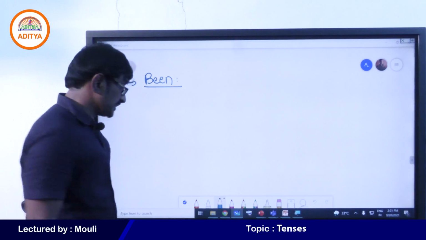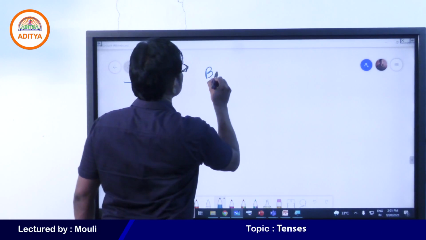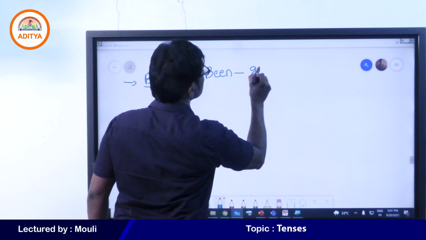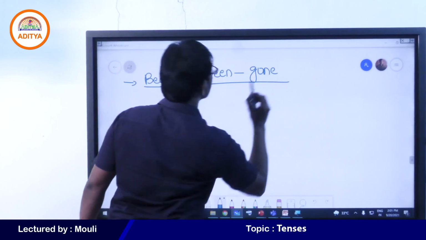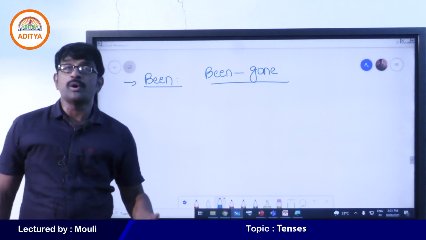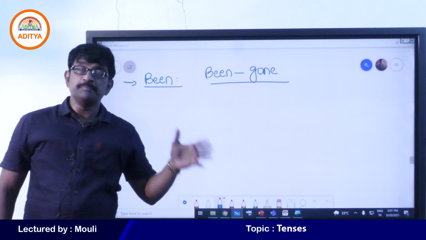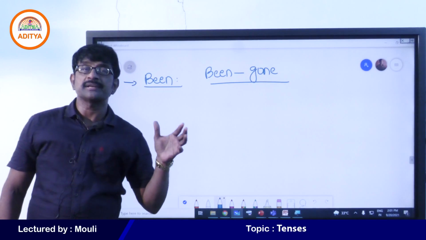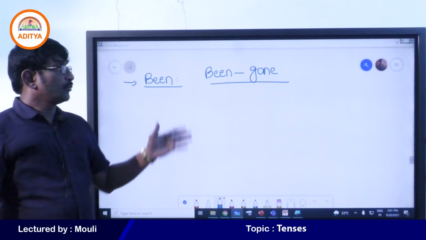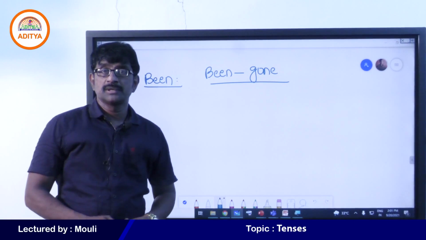We have two options here: been and gone. Been and gone, two options are there here. What is been and what is gone?